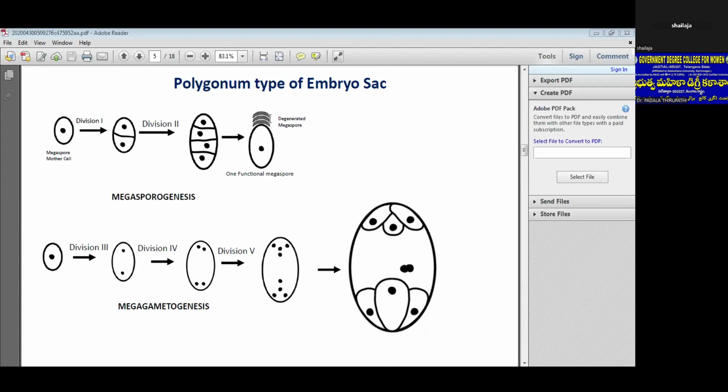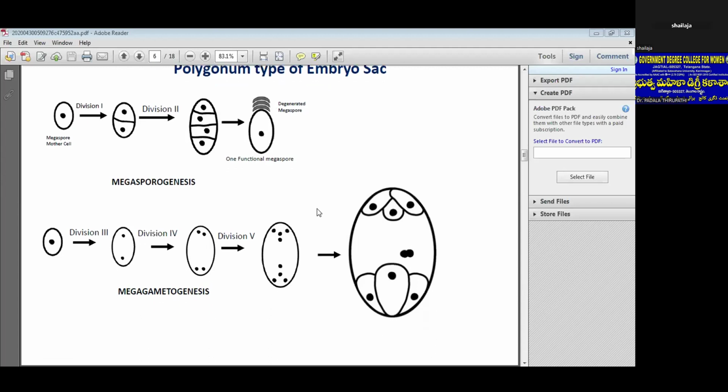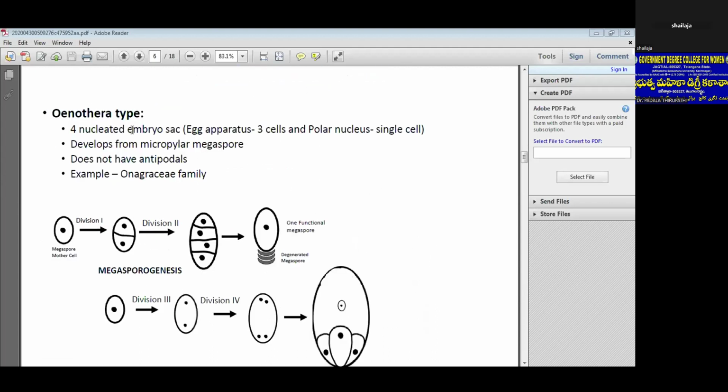It was first described by Strasburger in the plant Polygonum divaricatum. So that's why we call it the polygonum type of embryo sac. Next we come to the Oenothera type.